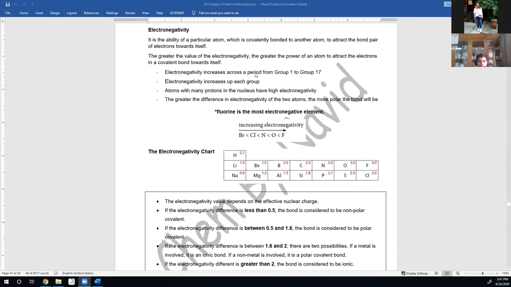The points: electronegativity increases across a period from group 1 to group 7. Electronegativity increases up each group. Meaning, if you take group 7, iodine is less electronegative than bromine. Bromine is less electronegative than chlorine. Chlorine is less electronegative than fluorine. So, look, fluorine has an electronegativity of 4, chlorine has an electronegativity of 3. As you go up the group, electronegativity increases. So if electronegativity increases across the period and up the group, who's the most electronegative then? Fluorine is the most electronegative.